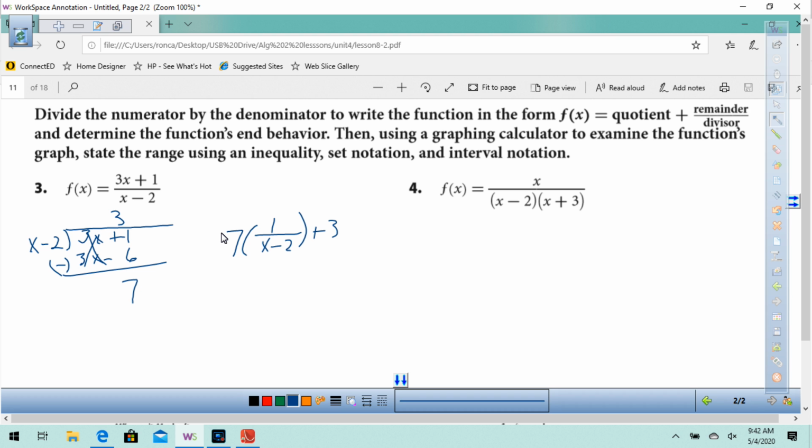And then f of x equals, and determine the function's end behavior. Okay, well, what about the end behavior? What can we tell from this right here? Well, a is 7, so it's been vertically stretched by a factor of 7. X minus 2, so h is 2, it's been moved to the right 2, and k is 3, so it's been moved up 3.